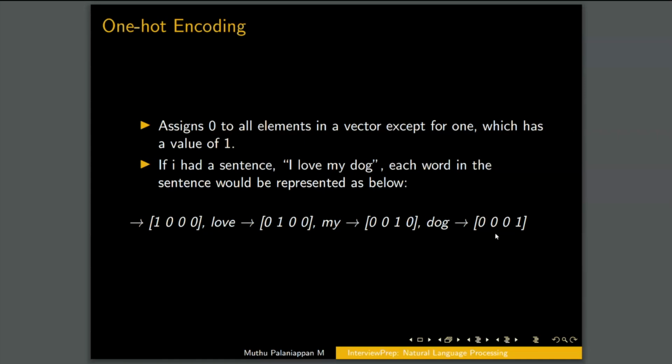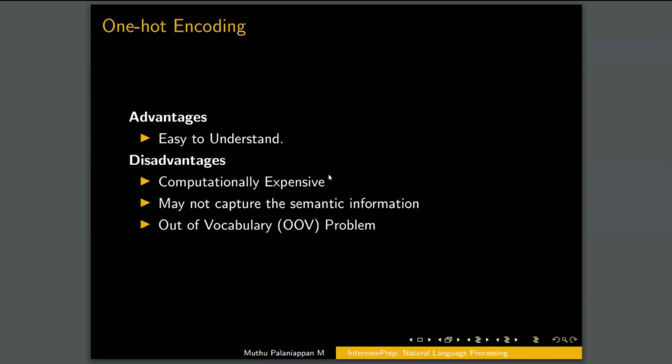Next, let us see some advantages and disadvantages. The advantage is that it is easy to understand, since it is a very trivial kind of thing. Next, the disadvantage: it is computationally expensive. Let us say you have millions of words in your corpus. Nowadays you have millions or trillions of records, so it is computationally expensive. Another problem is that it doesn't care about semantic information. Semantic information means it doesn't capture the real meaning of the word or of the text in the corpus. That is one of the disadvantages of one-hot encoding.